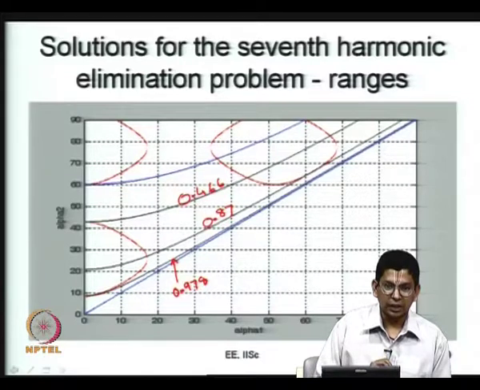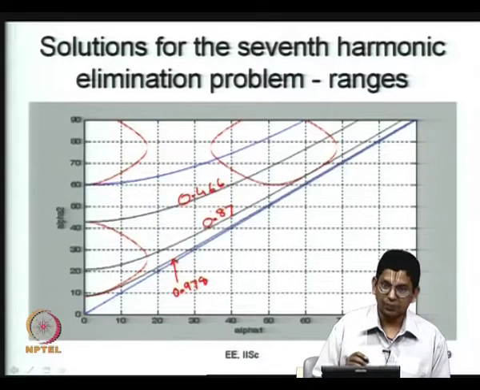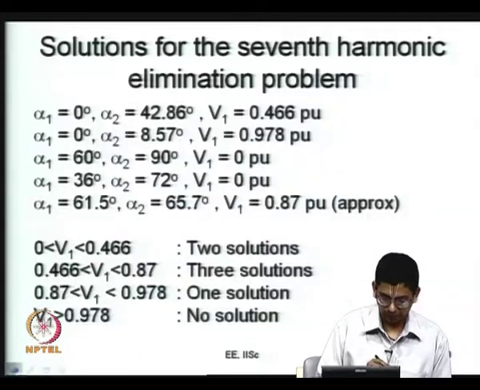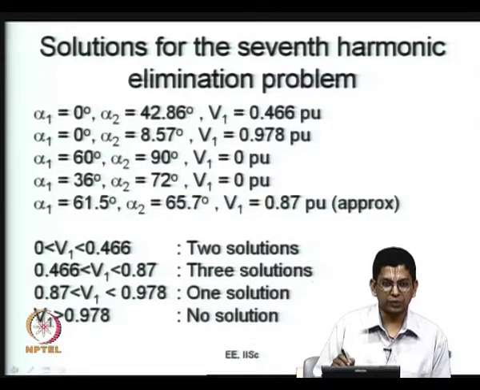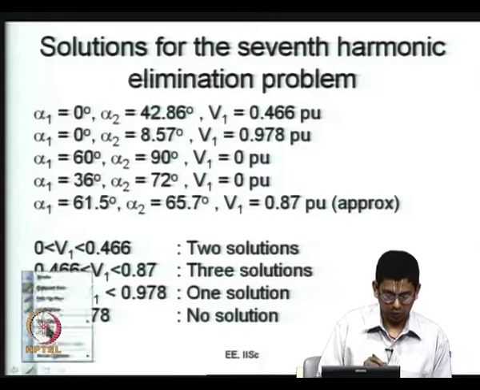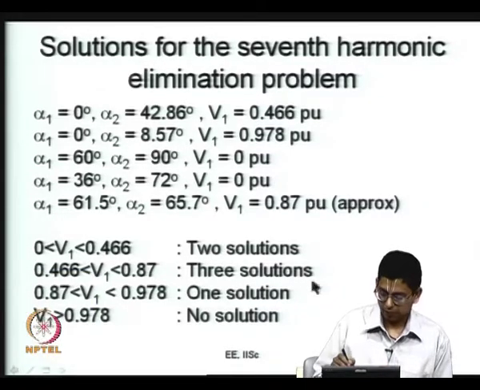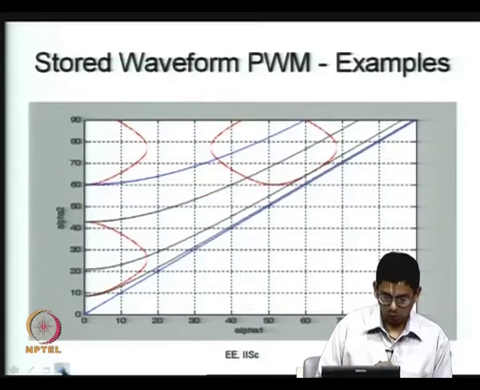So, between 0.87 and 0.978 you can get one solution, and when your V1 is beyond 0.978, the 7th harmonic cannot be eliminated. That is what is indicated here. You have 2 solutions, 3 solutions, 1 solution, and no solution here. So, let us move on.